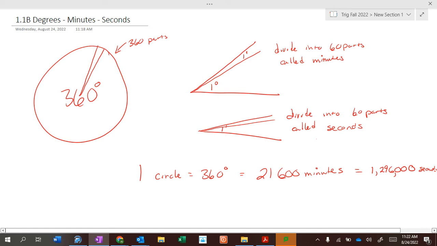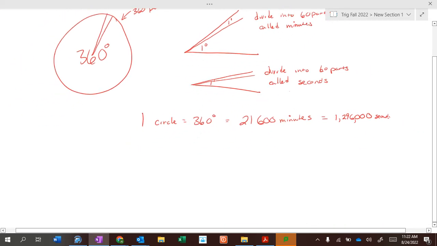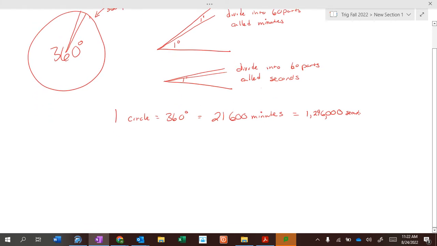So basically, you can divide a circle into 1.296 million different little angles. Okay? And we're not going to worry about that too much. What we're going to worry about is to take decimal degrees into degrees, minutes, seconds and degrees, minutes, seconds into decimal degrees. So we'll start with the easy one first. We'll go degrees, minutes, seconds into decimals.